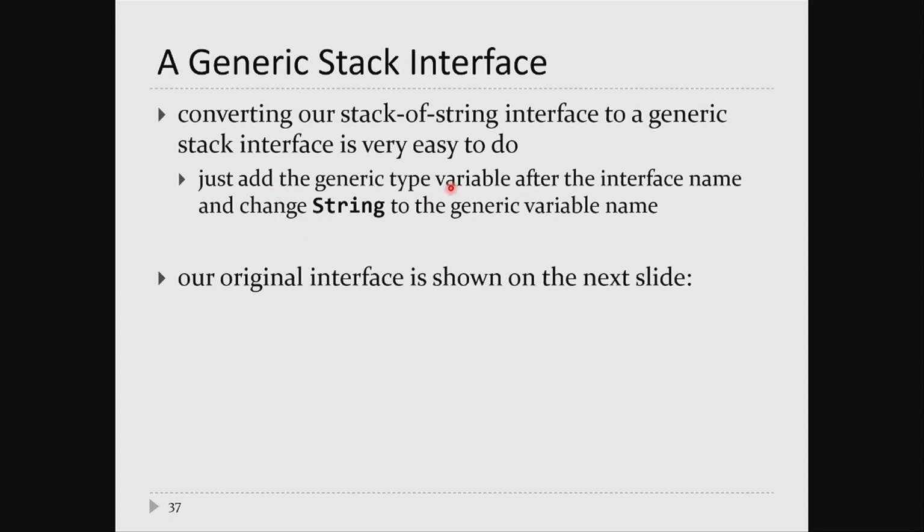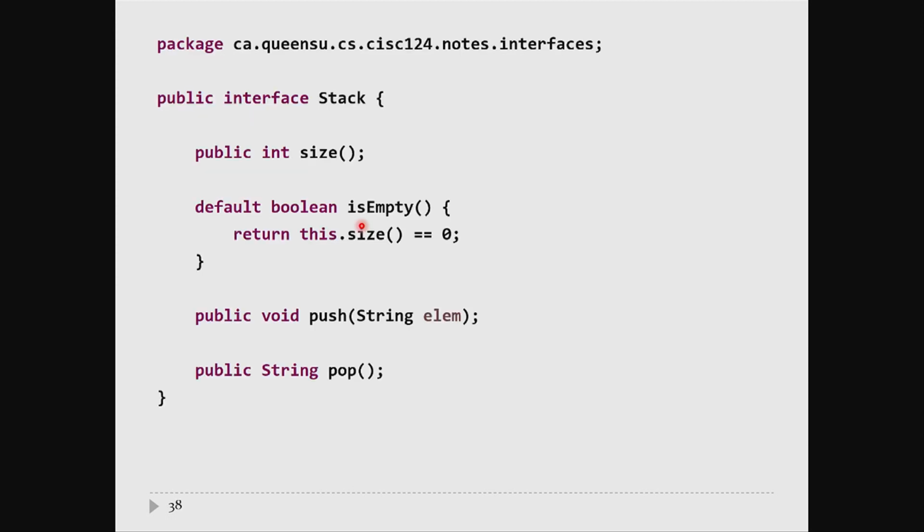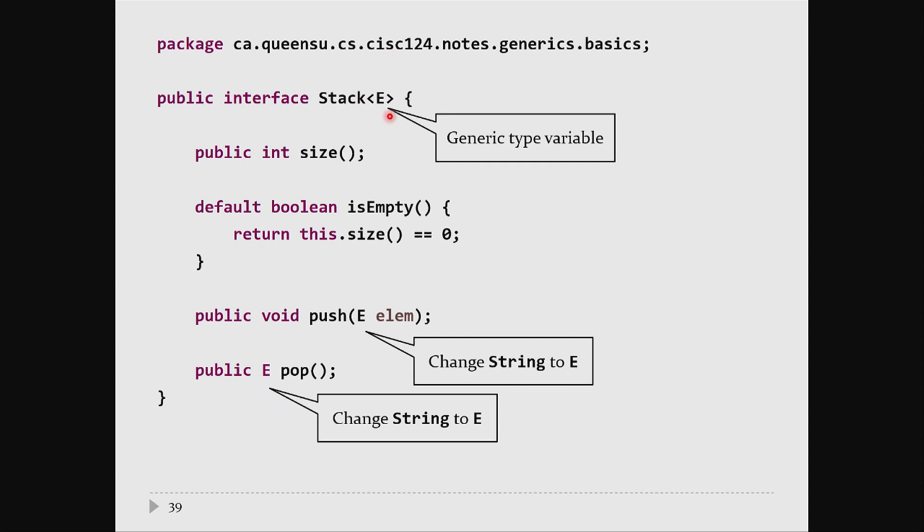So all you do is you add the generic type variable after the interface name and change string to the generic variable name. There's our original interface, and you have the source code for all of this. It's in that package up there. This was our interface for strings, so when you push an element, it's always a string. When you pop an element, it's always a string. To turn this into a generic interface, that's all you do. Now it becomes a stack of some generic element type. When you push an element of type E, and when you pop an element, you get an element of type E, and that's it.